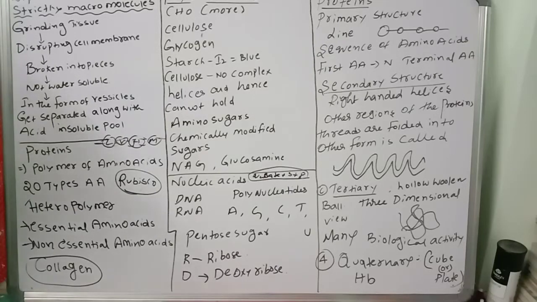So the next important thing, in the next class we will discuss the nature of bonds linking monomers and polymers. What bonds are there between them? Peptide bonds, glycosidic bonds, diester bonds. How these bonds join together and form the molecules, that concept will be discussed in tomorrow's class.